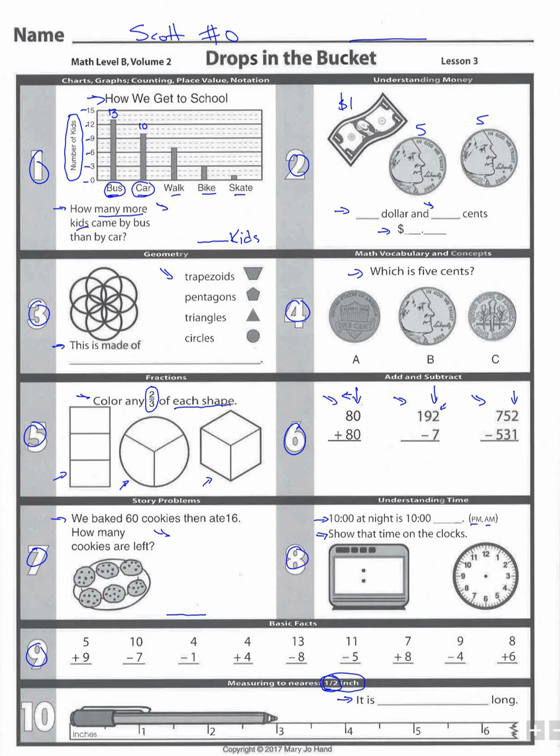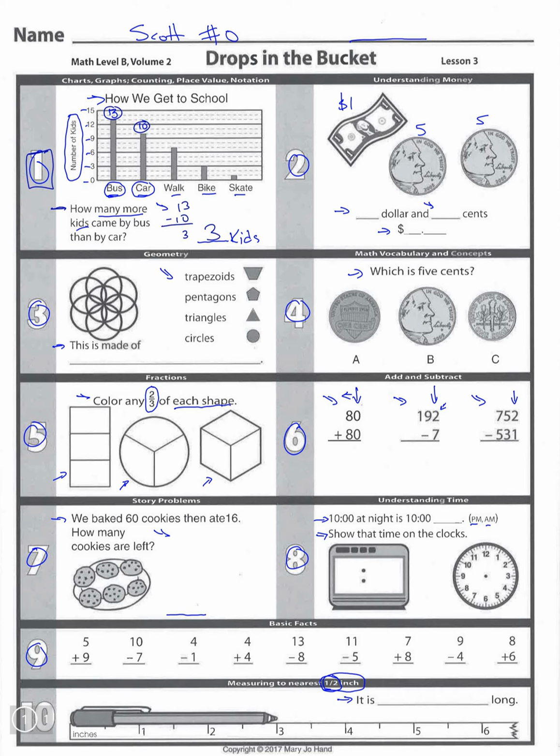All right, so we're going to look at number 1 here. Number 1, the question, remember, was how many more kids came by bus than by car. So we're comparing these two numbers, 10 and 13. And remember, when we compare, we really are finding the difference, which means we are subtracting. So 3 is our answer. 3 more kids came by bus than by car.